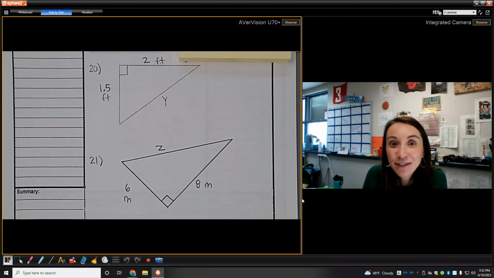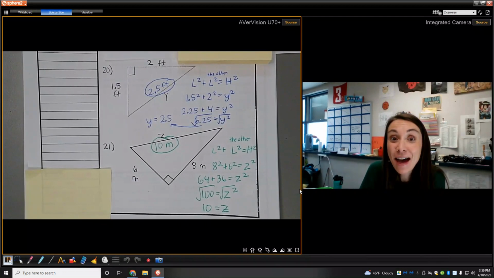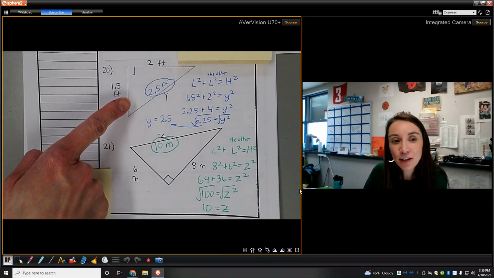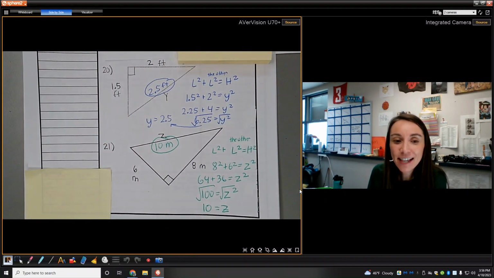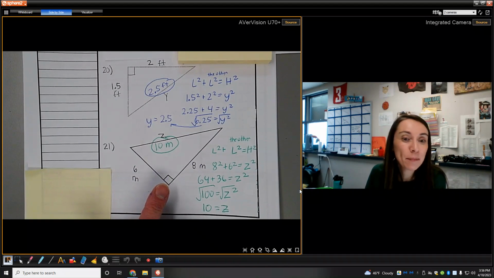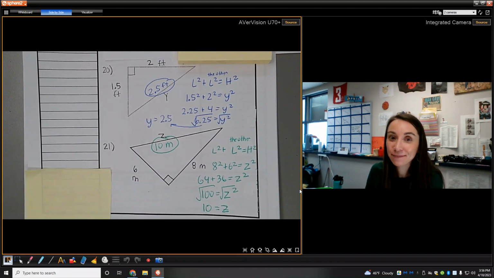All right, Math Masters. Take your newfound knowledge of the Pythagorean theorem and solve for the lengths of the hypotenuse in problems 20 and 21. Pause the video so you can do that. All right, Math Masters, how'd you do? The side length for the hypotenuse in the triangle in problem number 20 is 2 5/10 feet. And the side length of the hypotenuse in the triangle in problem number 21 is 10 meters.